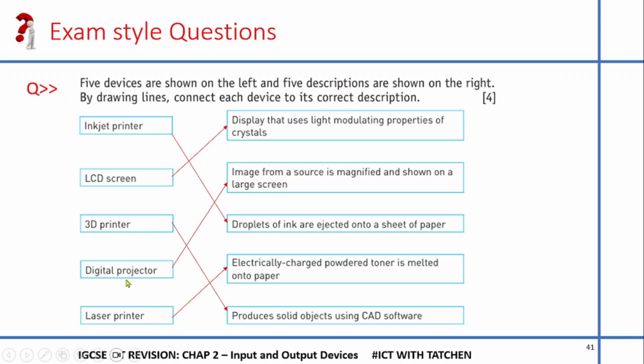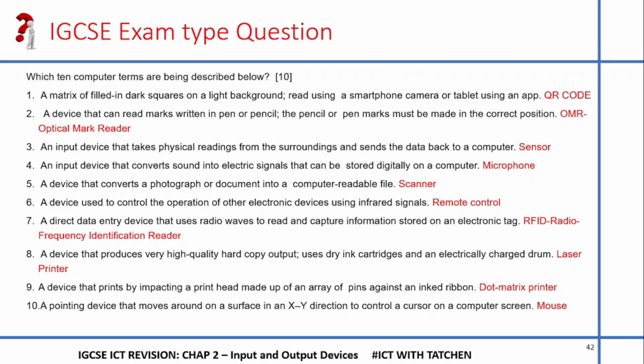And then for a digital projector, we're looking at image. This is just like an enhanced or enlarged screen or display. Image from a source is magnified and shown on a large screen. And typically the last one is the laser printer, where an electrically charged powder toner is melted onto paper, and laser light and all those things also come into play.